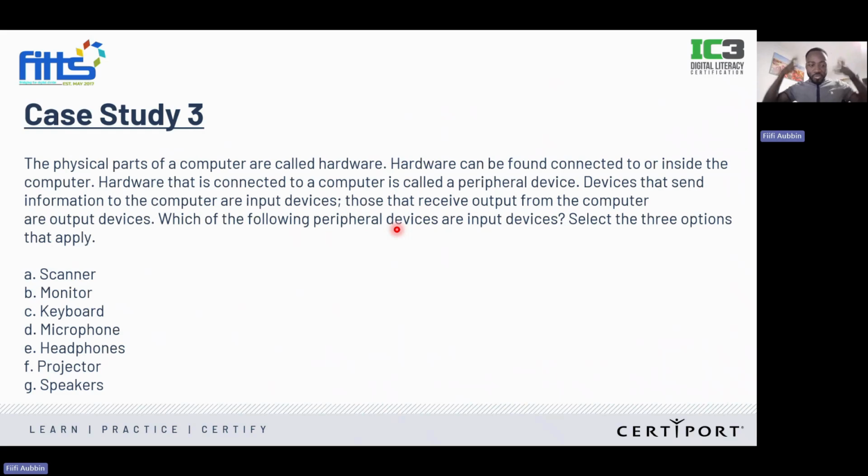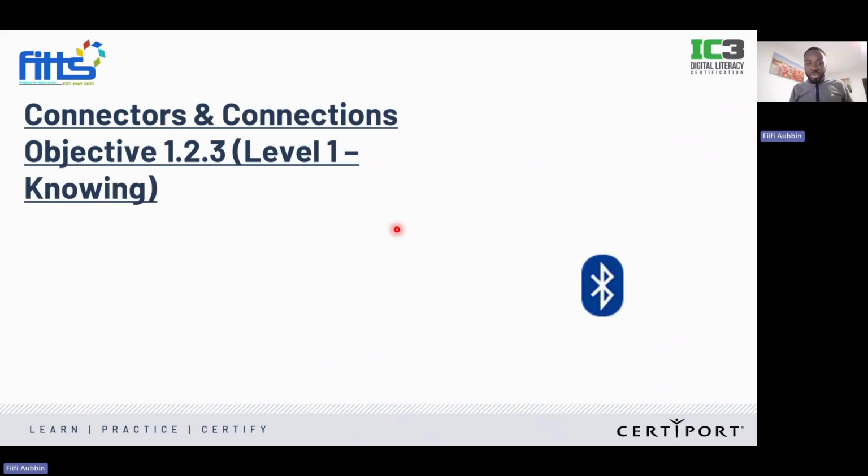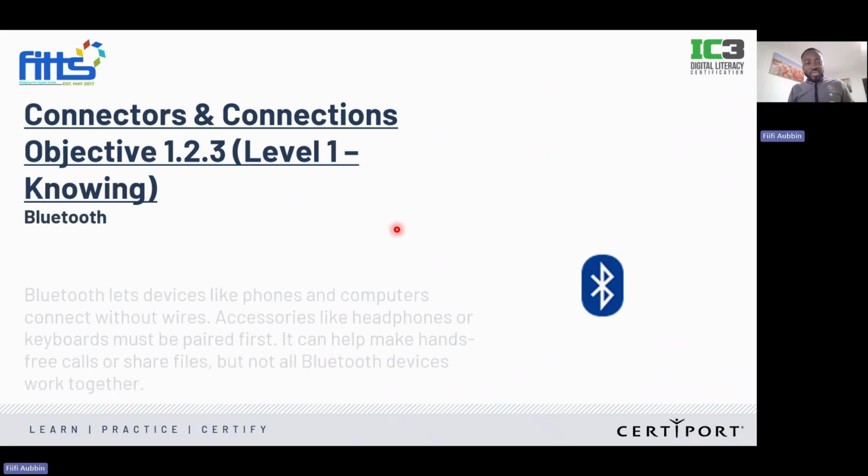Headphones, it gives us sound, you hear. Projector, it displays on the screen, so you see. So it projects outside and is output. Speakers, the sounds come out, then you can listen to it. So that is output. So I believe you know the three options by now. Okay, good.